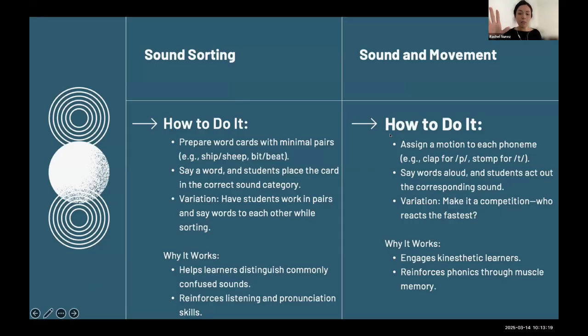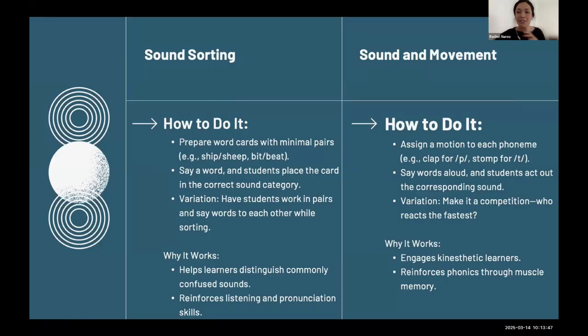Okay, the other one is sound movement. I said we're using TPR here, total physical response, which is great for young learners. So how do you do this? You assign a motion and you say the words out loud. For example, clap would be for the P sound, stomp would be for the T sound. You say the words out loud and the students act out the corresponding sound. You can make it a competition among young learners.